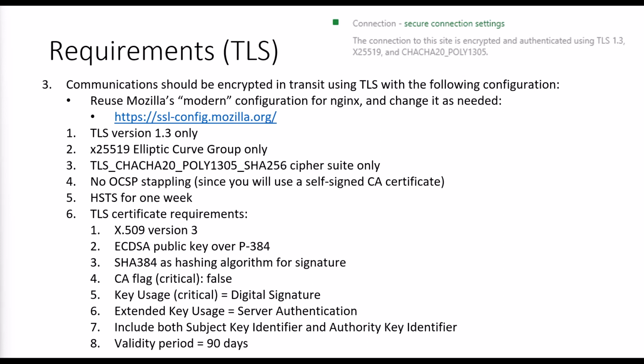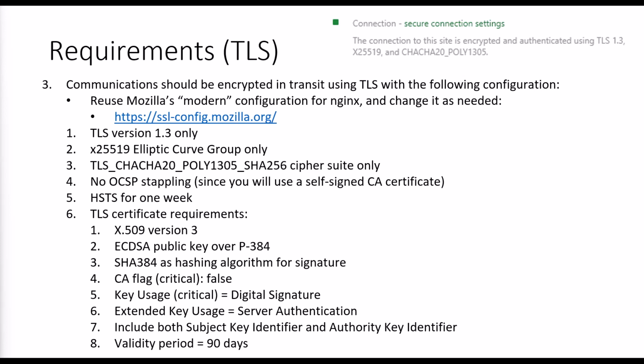Now, this is not enough for this project. We have the following constraints. We need to use TLS version 1.3 only. We do not care about older clients that don't support this version. We want to use the X25519 elliptic curve group, which is one of the possible elliptic curves that can be used in order to perform the Diffie-Hellman key exchange protocol as part of TLS. Okay, we want to use that specific elliptic curve.